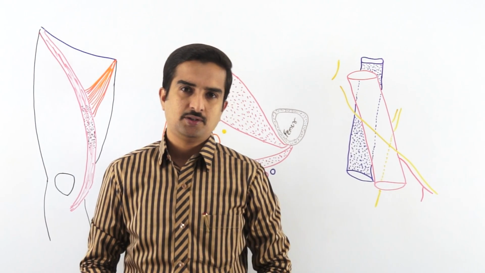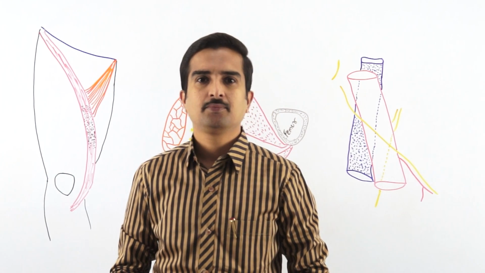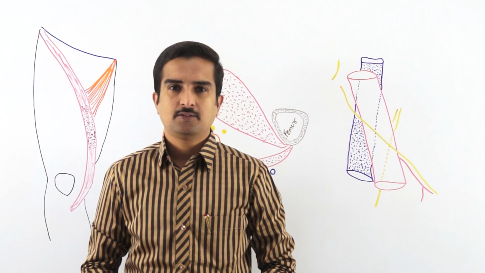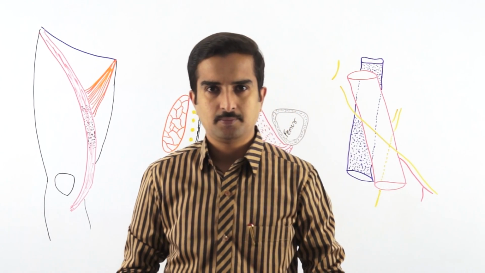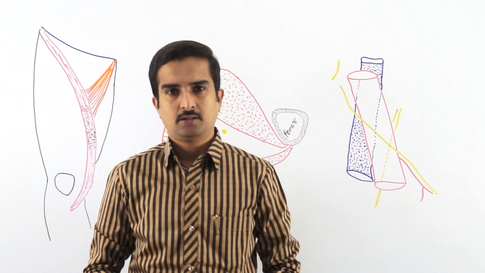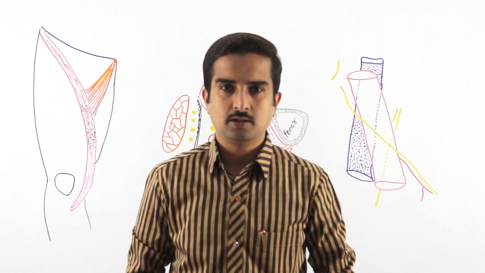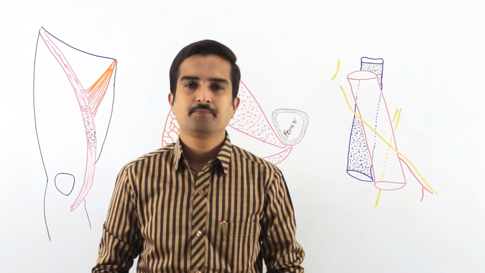We are finally into the last topic of the front of the thigh. So in this class, we are going to discuss the anatomy of the adductor canal. It is also called the Hunter's canal or subsartorial canal because of the presence of the subsartorial plexus.